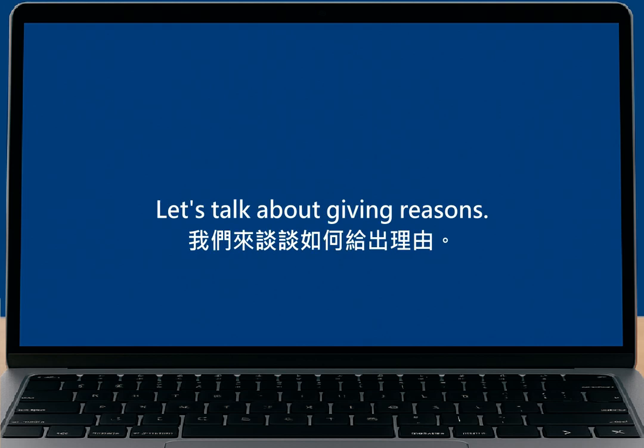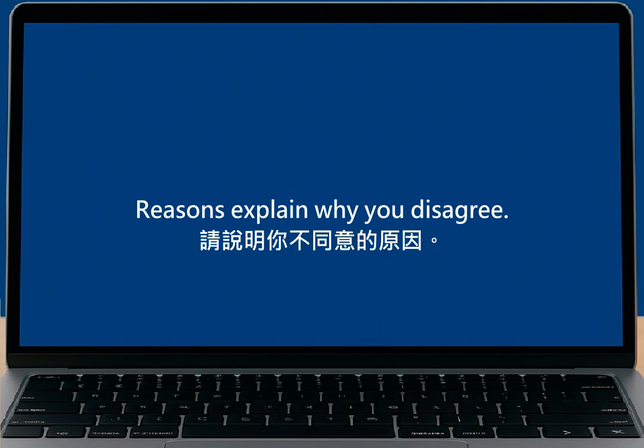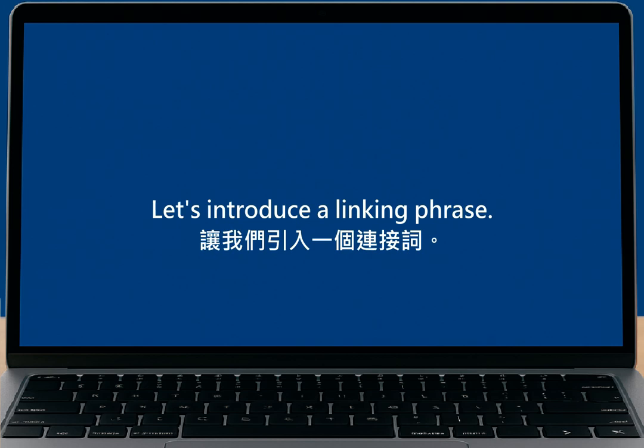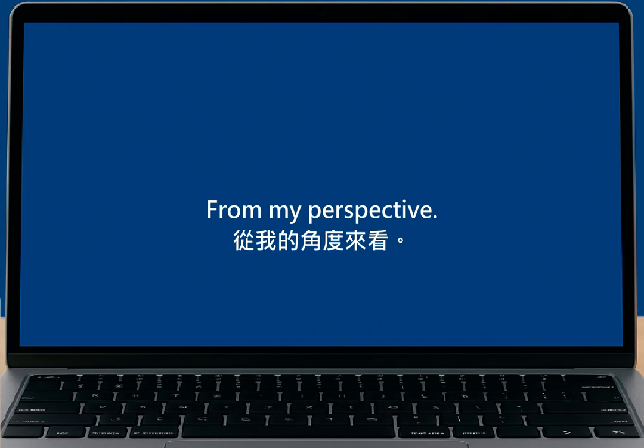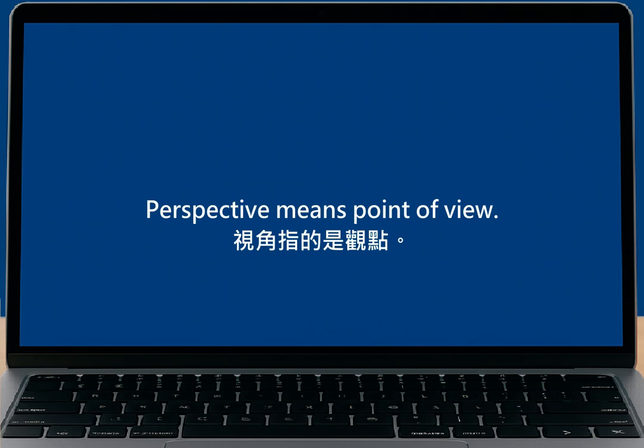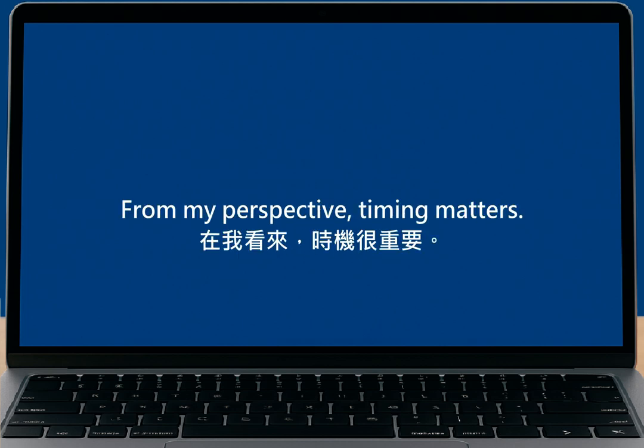Let's talk about giving reasons. Reasons explain why you disagree. They reduce conflict. Let's introduce a linking phrase. From my perspective. Now, let's explain perspective. Perspective means point of view. Example: from my perspective, timing matters.